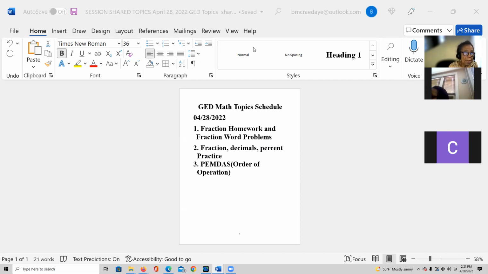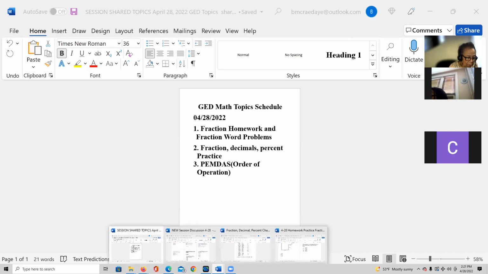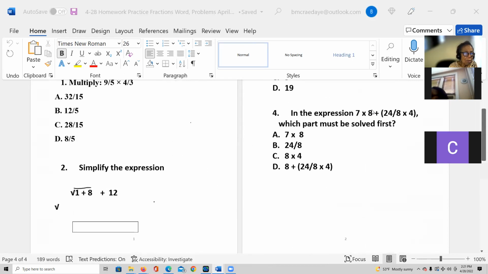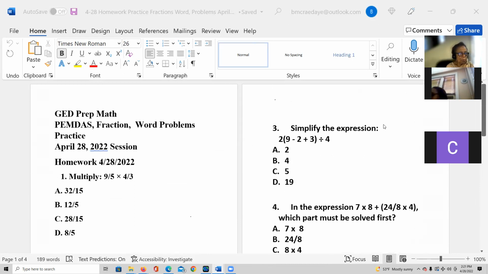So let's go to new share and bring up our homework. Let's see. I can bring it up from here. New share. Okay, do you see the homework? Yeah. Word problems practice April 28th.